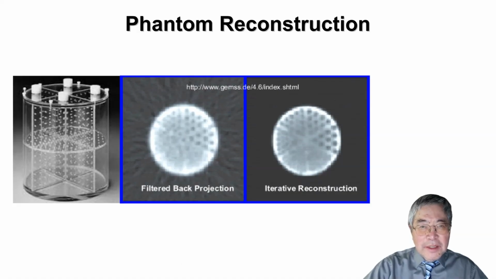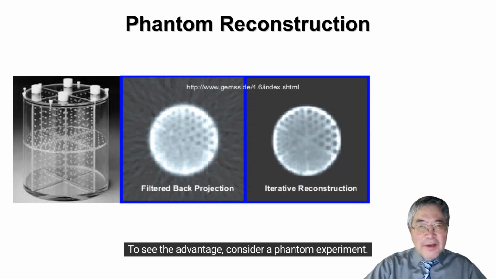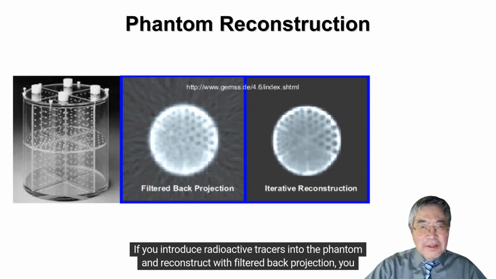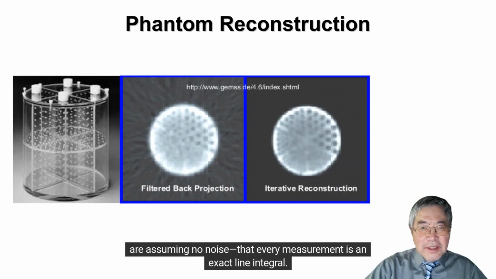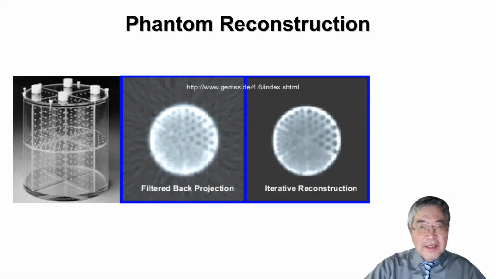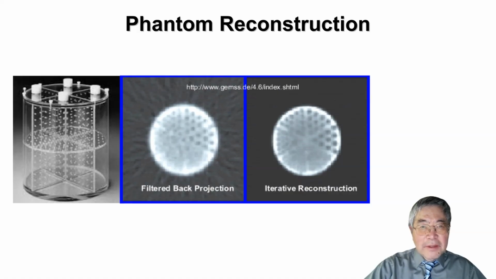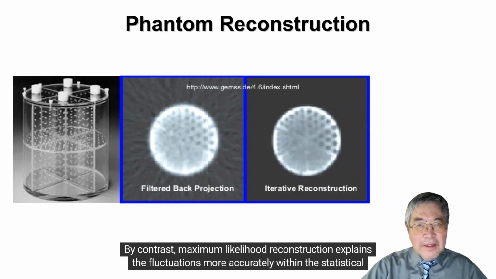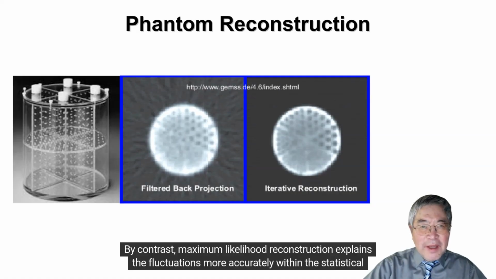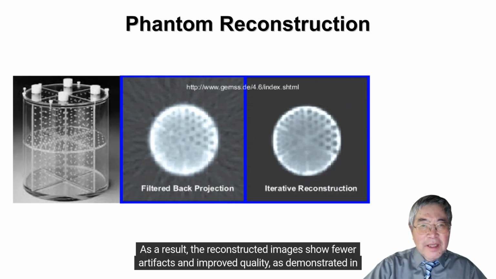ignore. To see the advantage, consider a phantom experiment. If you introduce radioactive tracers into the phantom and reconstruct with filtered back projection, you are assuming no noise, that every measurement is an exact line integral. But in reality, measurements always have statistical fluctuations. This mismatch leads to streaking artifacts and random noise in the reconstructed images. By contrast, maximum likelihood reconstruction explains the fluctuations more accurately within the statistical model. As a result, the reconstructed images show fewer artifacts and improved quality, as demonstrated in the phantom example.